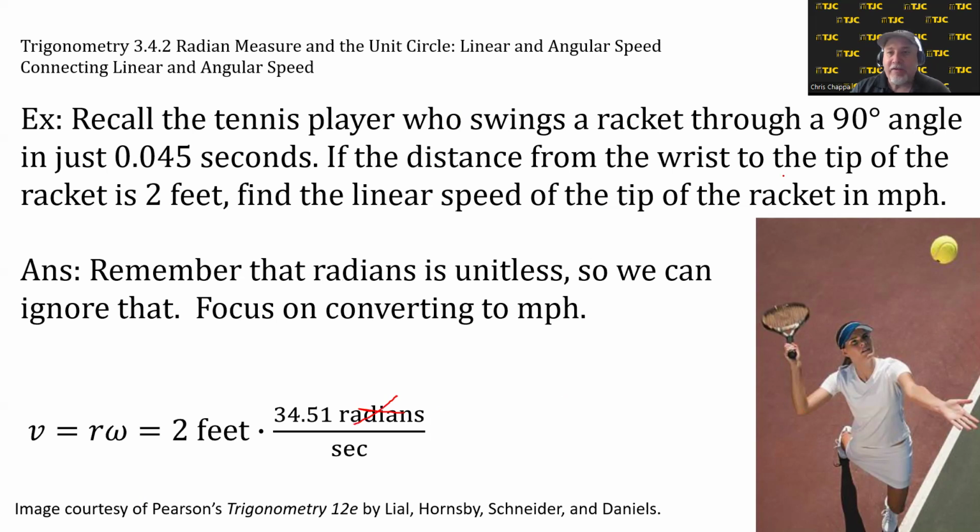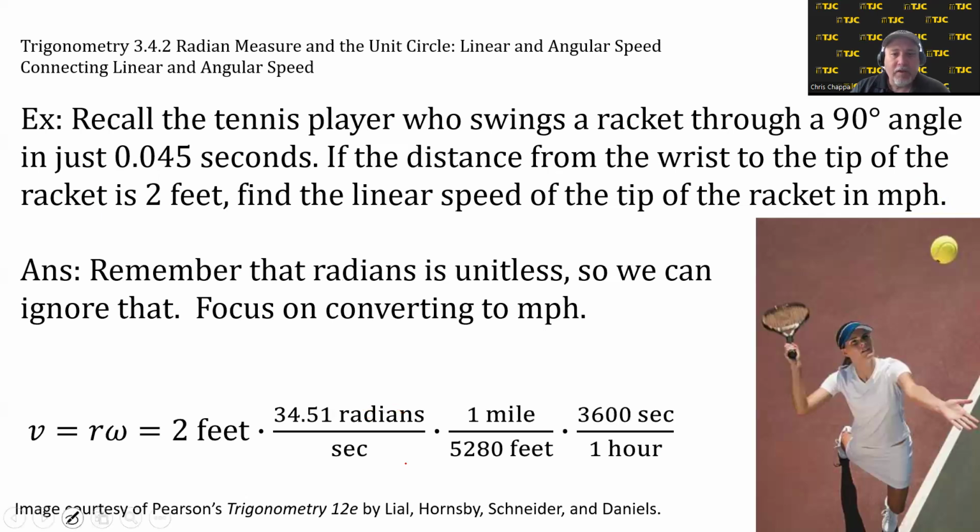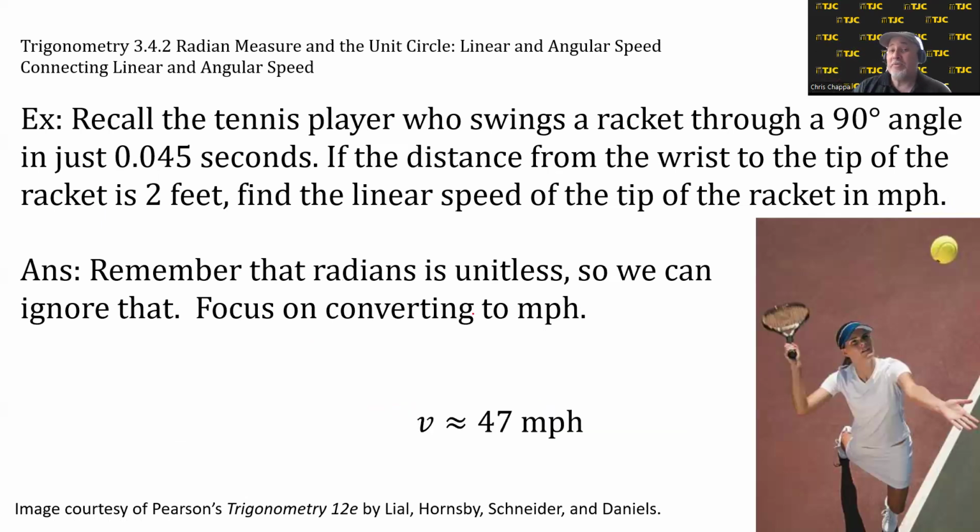And we can convert to miles per hour. So we need to set up the conversions there. Set up 1 mile per 5280 feet to cancel the feet. Set up 3600 seconds per 1 hour to cancel the seconds. Radians again are unitless, so we can ignore it. That will give us miles per hour. Put it all in the calculator, and we get that the tip of the racket is swinging at about 47 miles per hour.